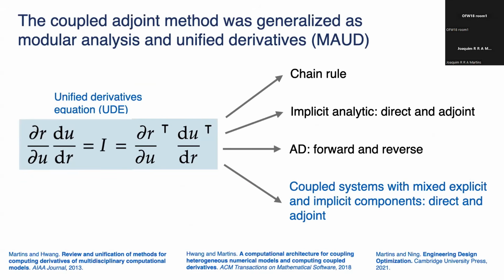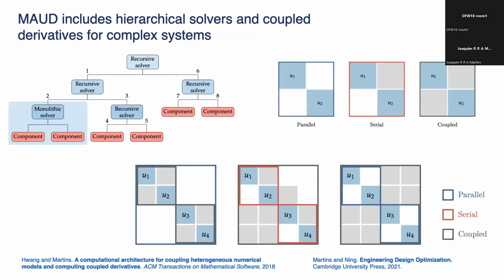I actually thought at the time this was pretty useless. It was more of an intellectual curiosity. I wanted one equation to show everything, right? But in the end, it turned out quite useful, and it ended up in this modular analysis unified derivatives approach, which is an approach that takes these partials and total derivatives and can organize them in a hierarchy.